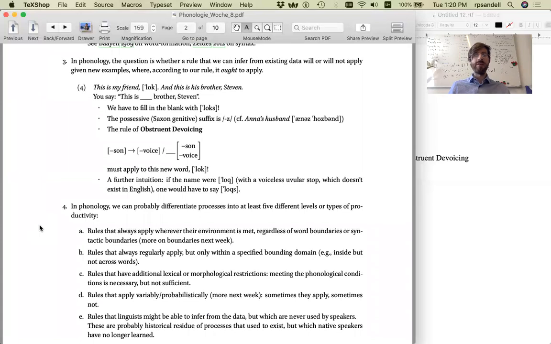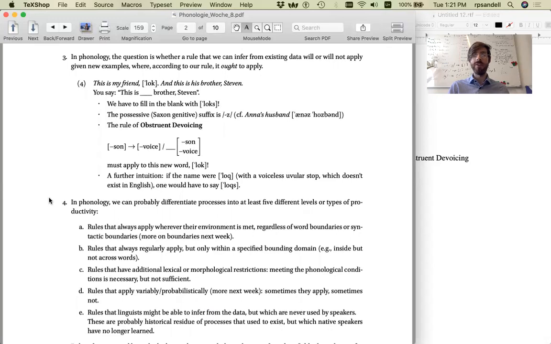So in phonology as a whole, as we'll see in this week and next week too, when we talk about variable phonological processes a bit more, I would say it's probably possible to differentiate processes into at least 5 different levels or types of productivity. So first, there are rules that always apply wherever their environment is met, regardless of whether there are word boundaries or syntactic boundaries. Next week, we'll discuss the topic of boundaries more.